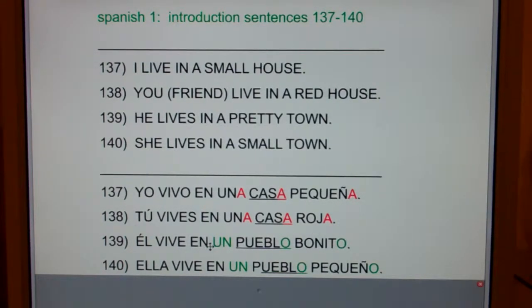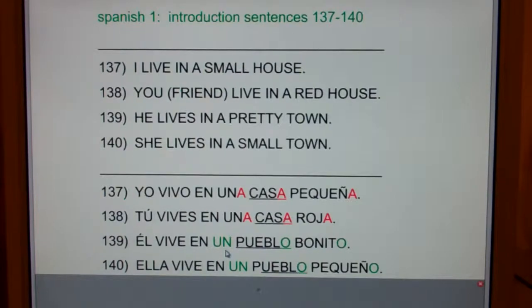Okay. Now, he lives in a pretty town. Notice, town ends in O. Town is considered masculine. And since town is masculine, the word for pretty has to end in O. Now again, pretty is not modifying him. It's not describing him. It's referring to the town he lives in.